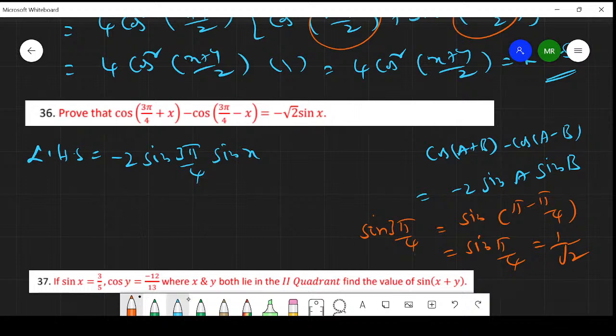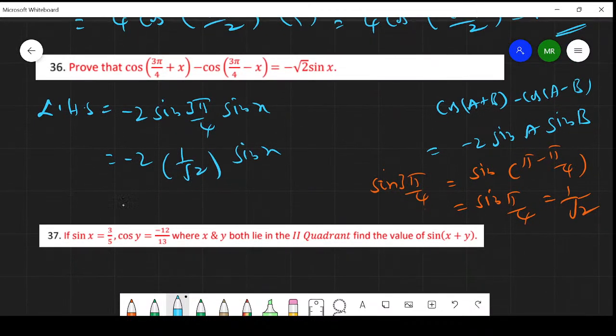Now I can substitute the value here. Minus 2 into 1 by root 2 into sin x. Root 2 means I can write root 2 into root 2. I am going to simplify now: root 2 into 1 by root 2 sin x. So root 2 and root 2 I can eliminate. So the required answer will be minus root 2 sin x.